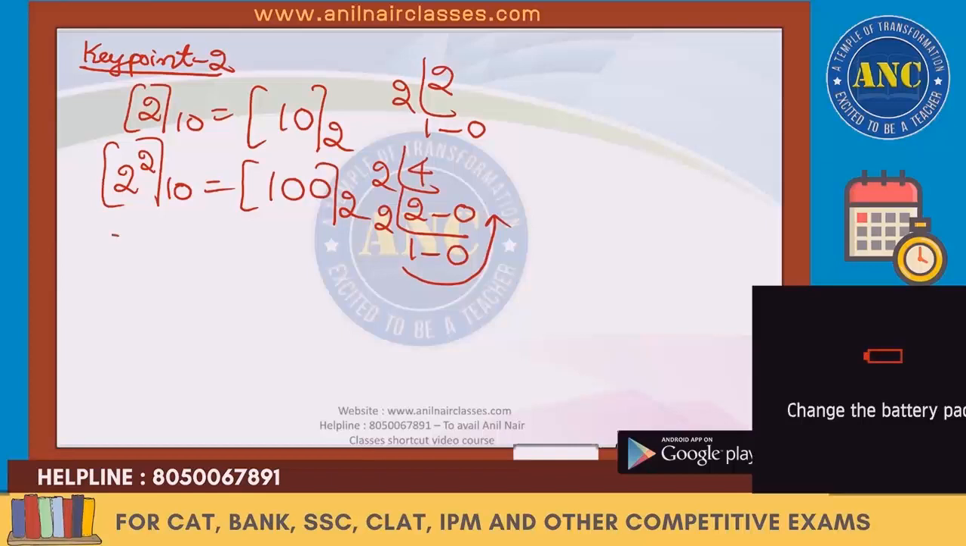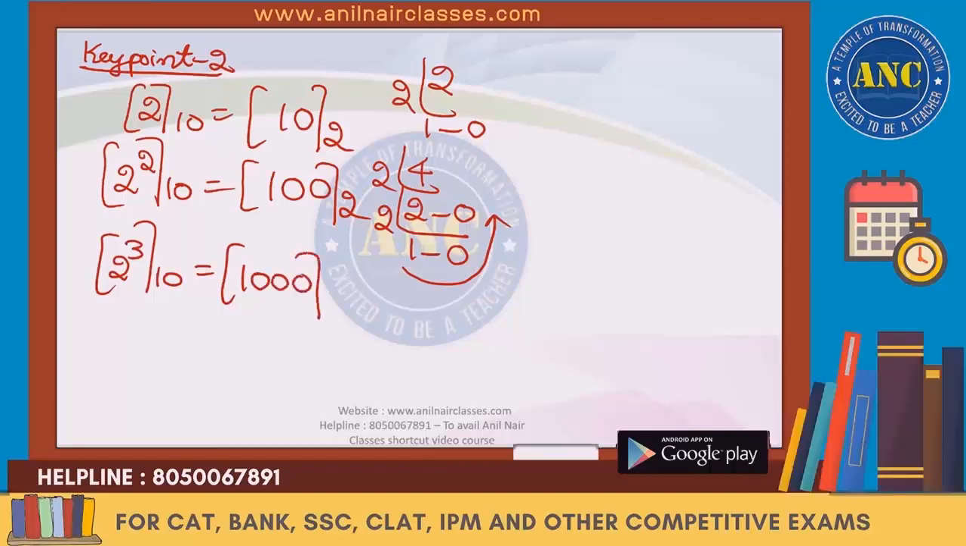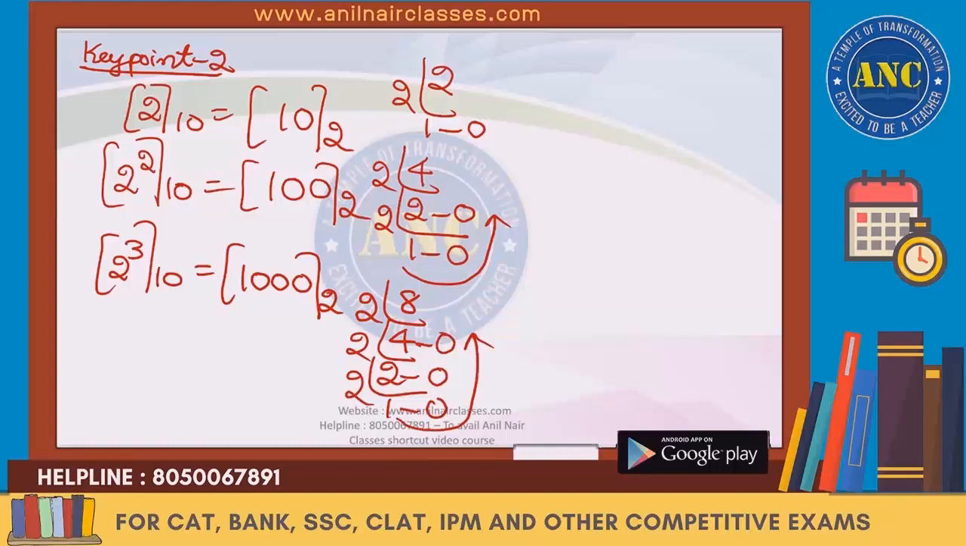So 4 is 100 in base system 2. Now 8 in base system 10 is nothing but 1000 in base system 2. So 8 is 2 4s, and 2 2s are 4, remainder 0. 2 2s are 0, 2 1s are 2. It is 1000.